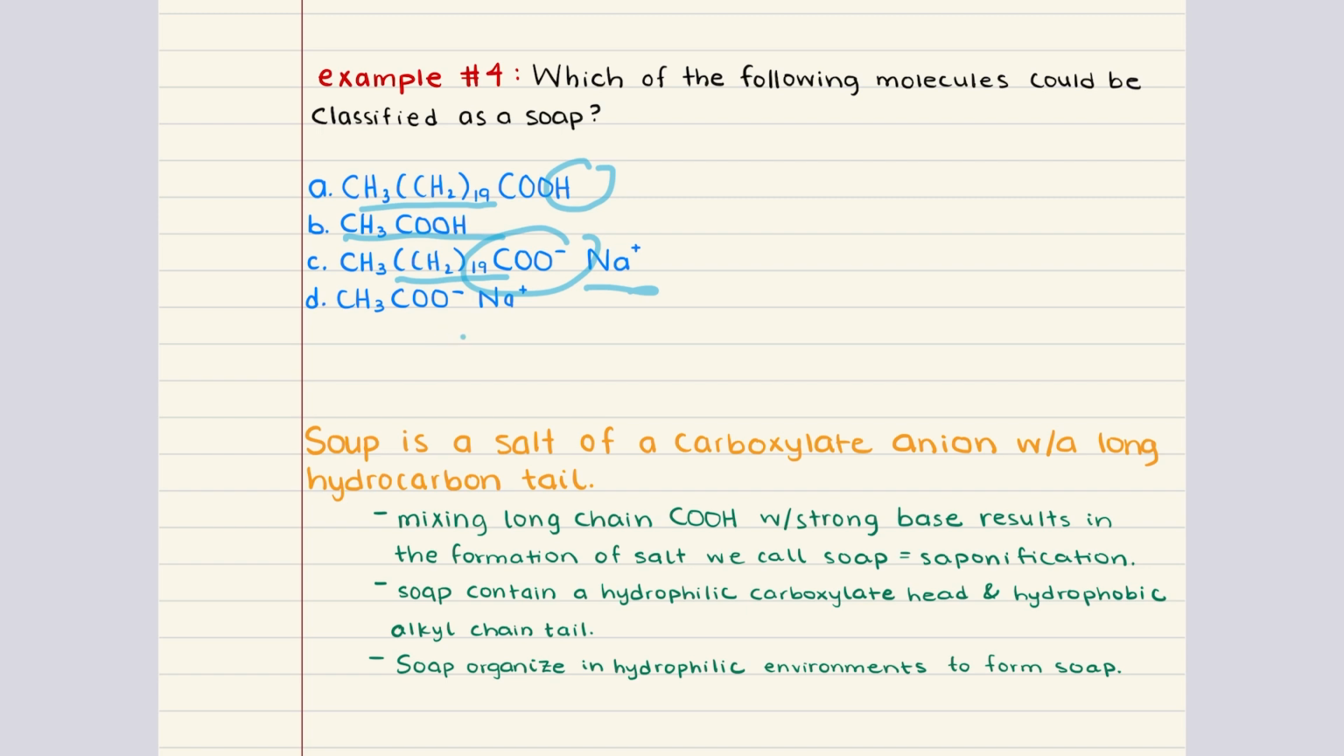For choice D, this is sodium acetate. While it is a carboxylate salt, it only has 2 carbon atoms. Again, it does not have a long enough nonpolar tail to behave like a soap. So all in all, the correct answer is C.